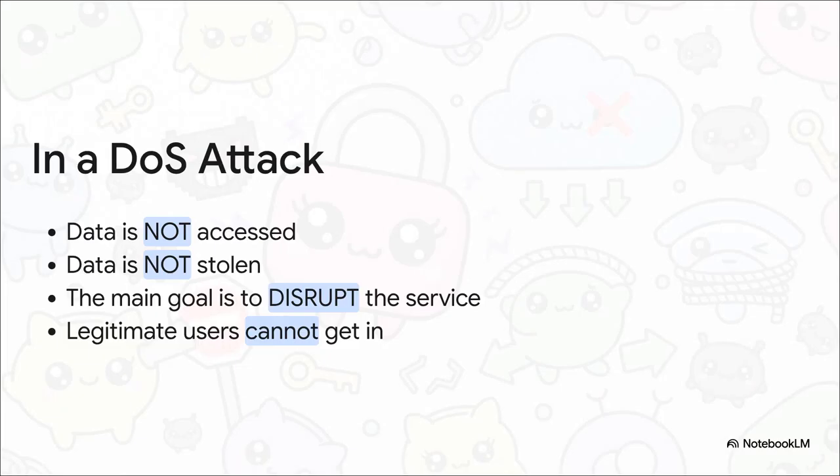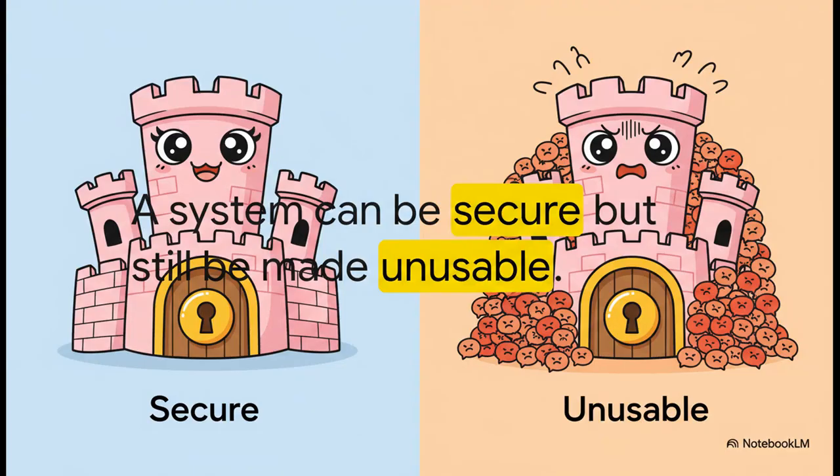So the key thing to remember here is what a DoS attack doesn't do. The attacker isn't getting into the system. They are not accessing any data, and they are definitely not stealing information. The one and only goal is to cause disruption and stop the service from working. And for the real users, the effect is simple. They can't get in. And this reveals a really big idea in security. A system can have the world's best password protection and the strongest encryption. It can be super secure against theft, but it can still be made completely unusable by an attack that just swamps it with traffic. So security isn't just about protecting data. It's also about making sure the system is actually there to be used.